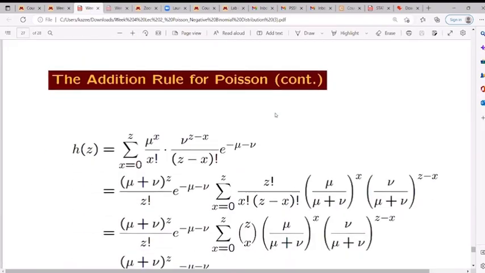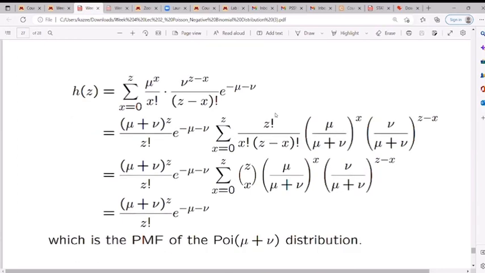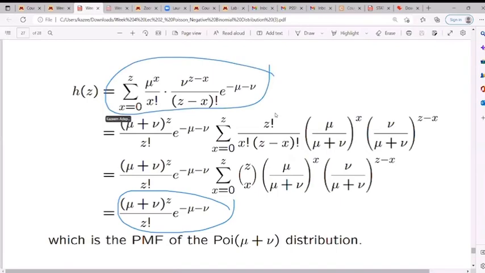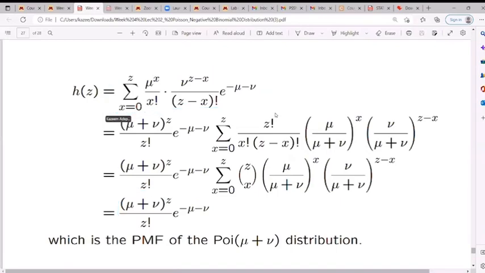Okay, if you follow that, this is going to be the end result. If you take a look at what you have done using the convolution now, you can actually get (mu plus v) raised to the power z divided by z factorial. And of course, when you take a look at what we have here, if you follow it, you're basically going to end up here.